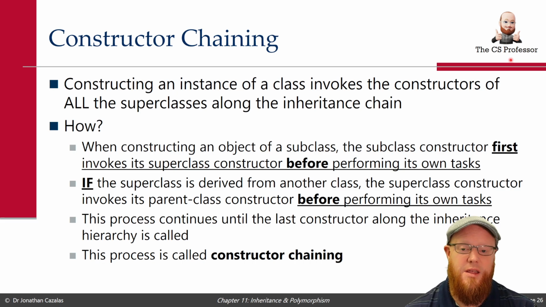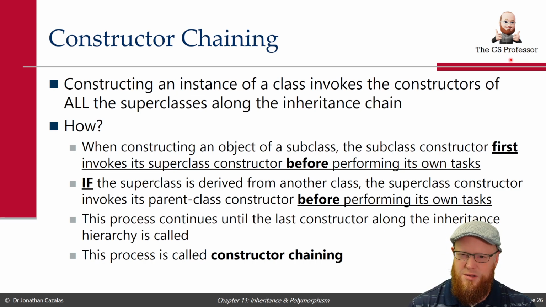The very first thing that occurs in the constructor of a subclass, the very first line of code that happens, is it will invoke the constructor of its superclass. Now, if the superclass is in turn derived from another class, the superclass constructor will then invoke its parent. And this will continue on and on, all the way through that entire inheritance chain, throughout that entire hierarchy of classes. And this is called constructor chaining.